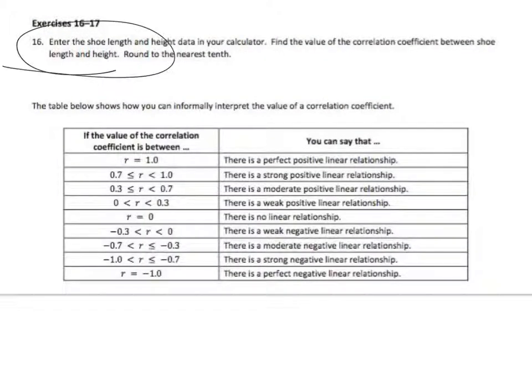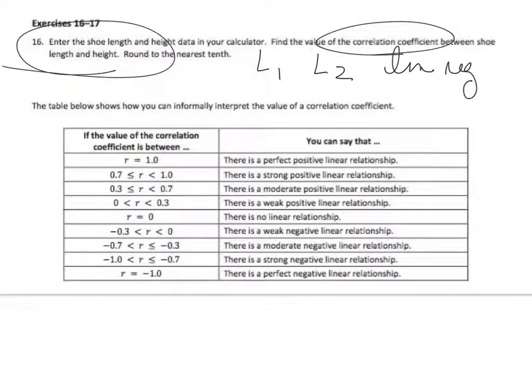So yes, go ahead and enter the shoe length in your calculator for list 1 and list 2. Do the linear regression, and then find the correlation coefficient. I went ahead and did that, and I got a correlation coefficient of approximately 0.6.